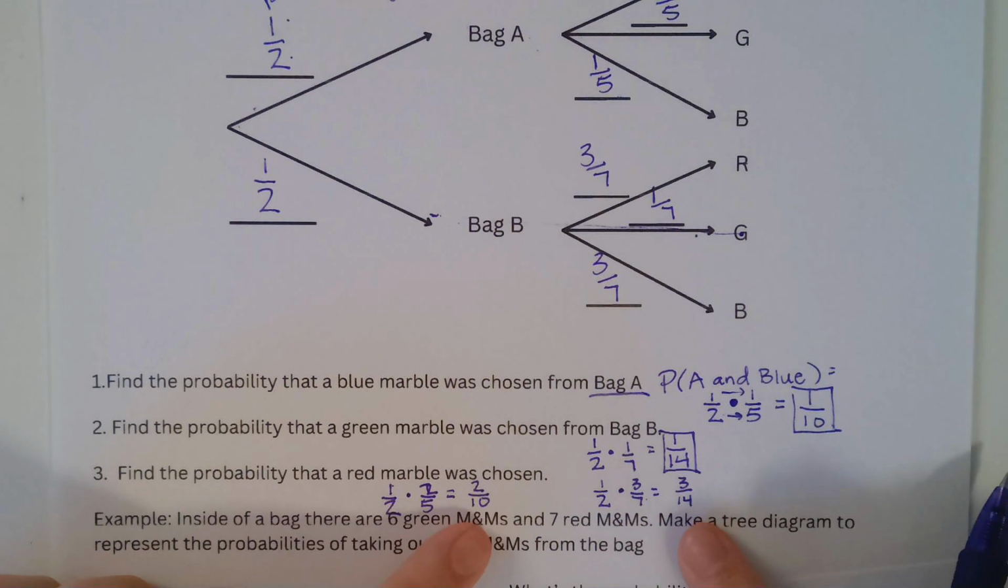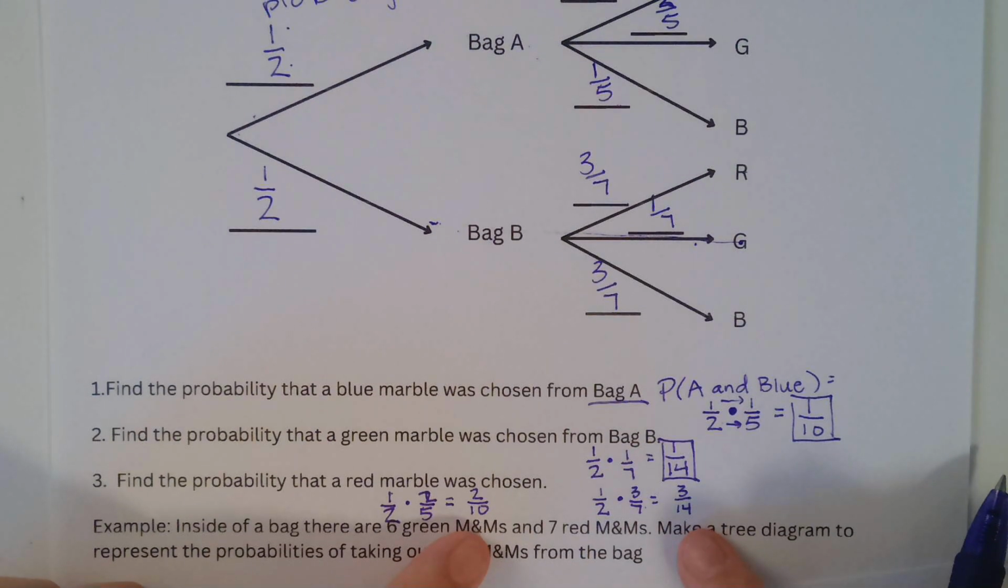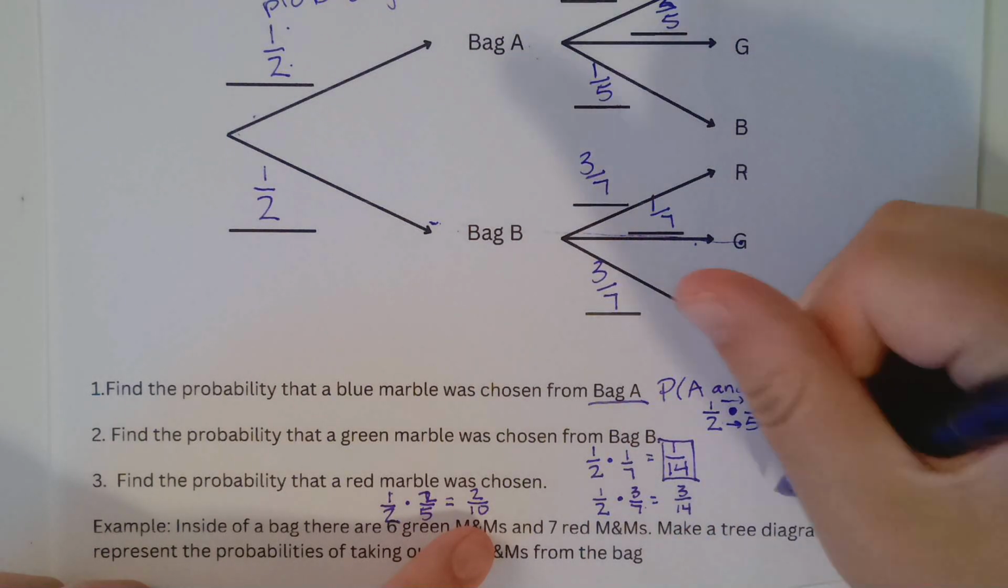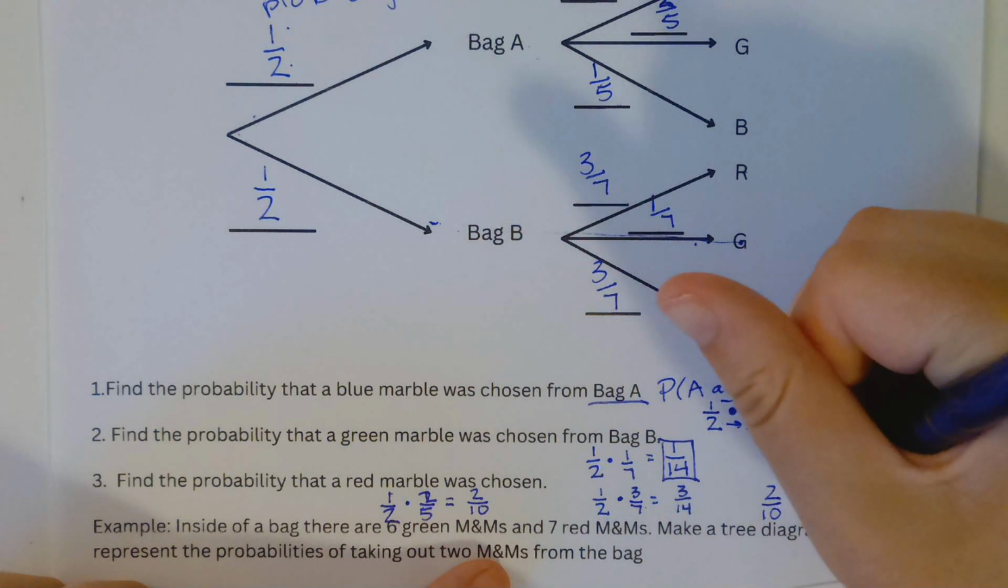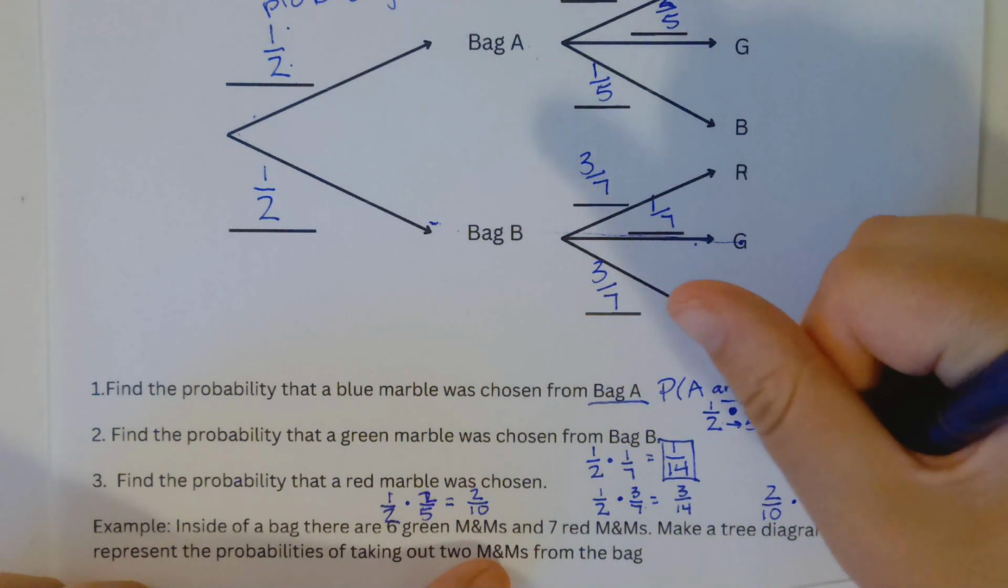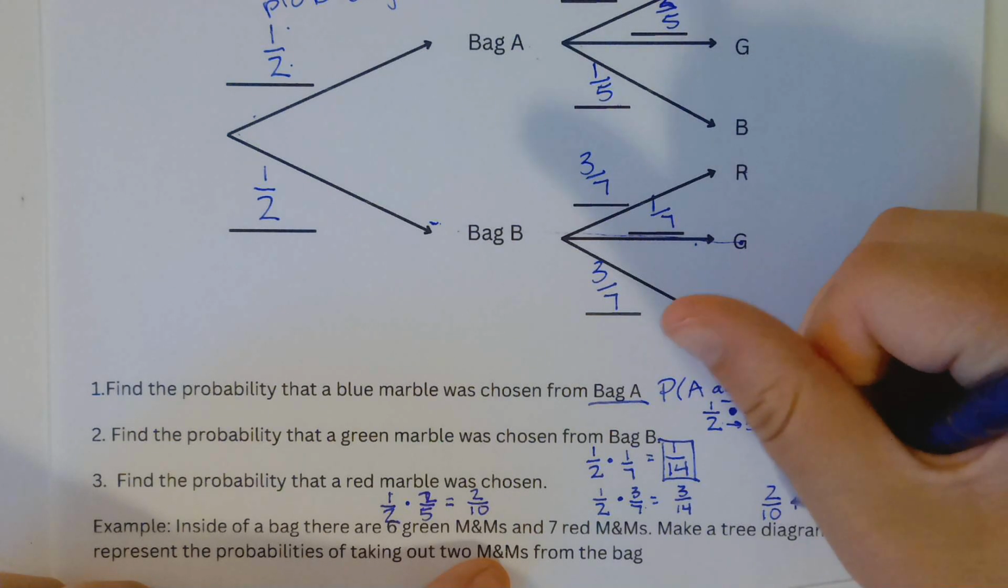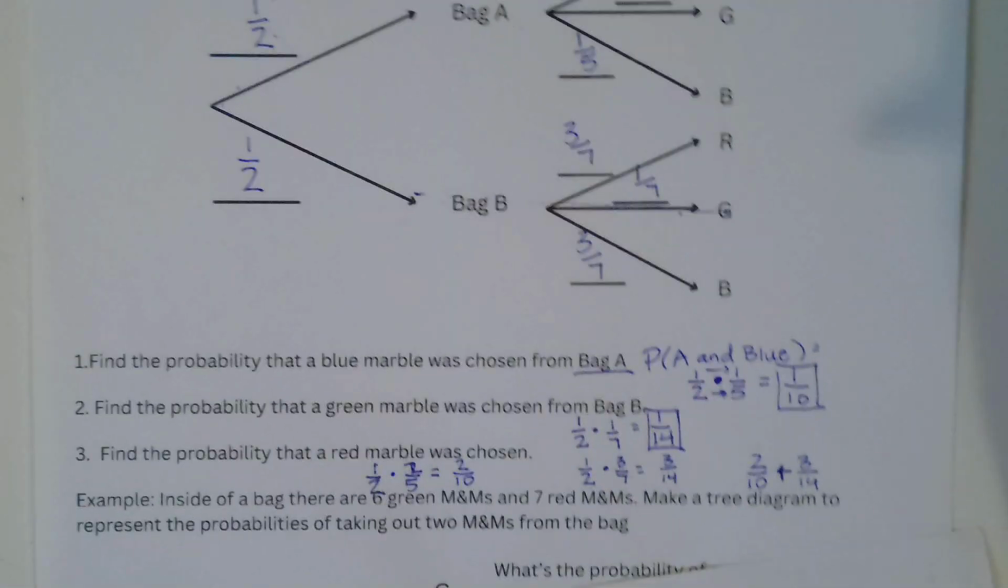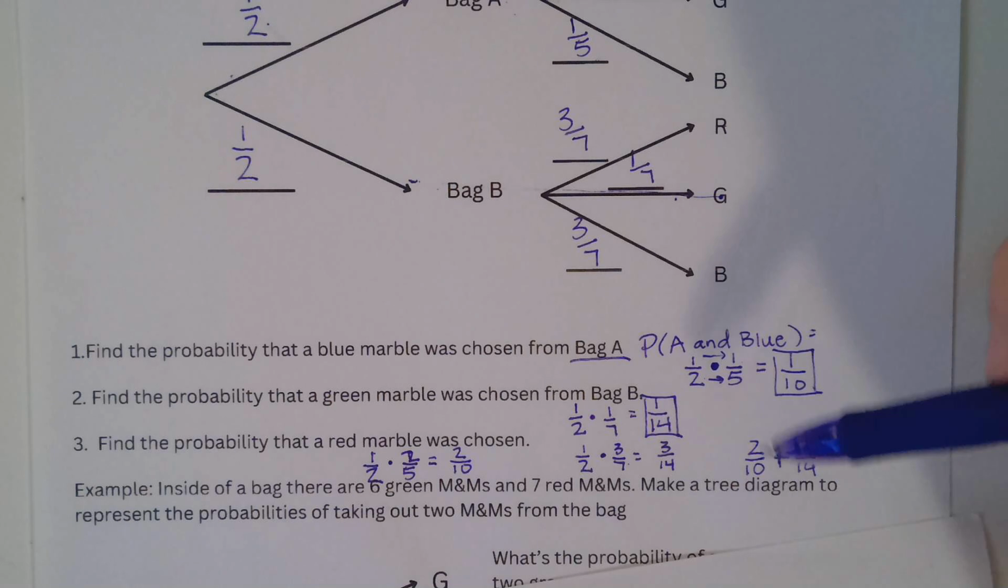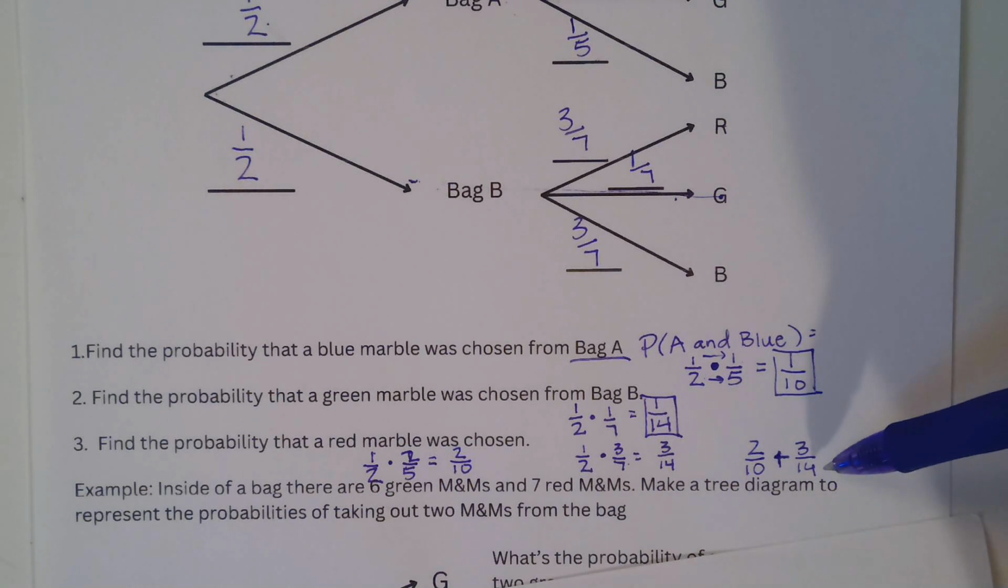That's the probability of the two different ways. So when you have this situation where you have two different ways of getting something, and you found those two different individual probabilities, at the very end, you're going to add them together. I put a multiplication symbol, but I meant to put a plus. You're going to add those two probabilities together. So 2 out of 10 plus 3 out of 14.